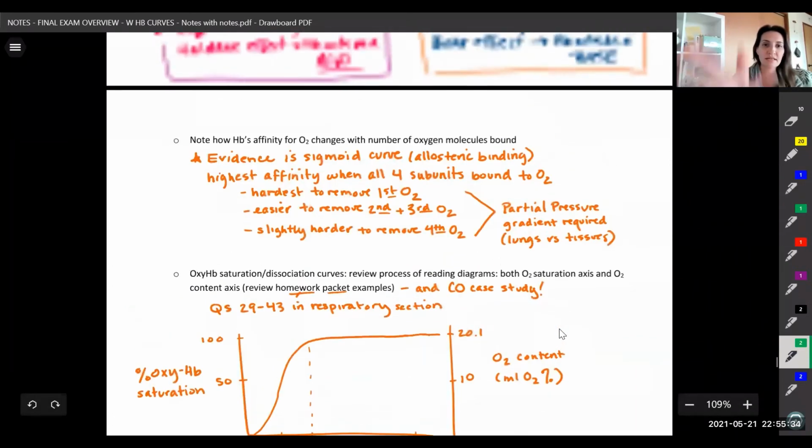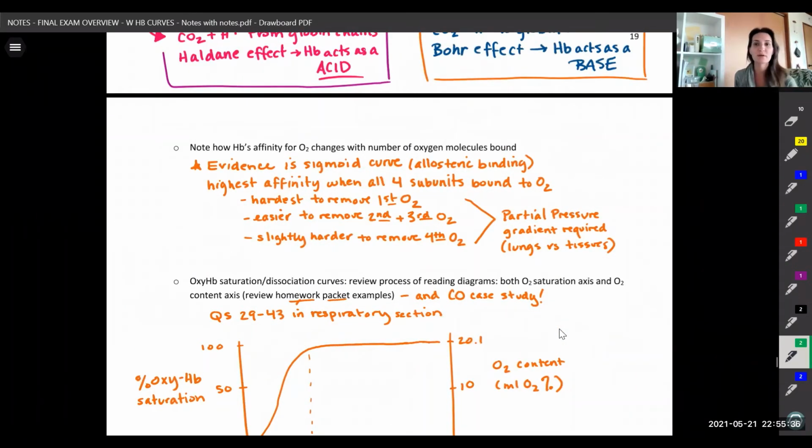In terms of the affinity for hemoglobin, I want you to know how hemoglobin's affinity for oxygen changes with the number of oxygen molecules that are bound to a hemoglobin. We see evidence for the fact that hemoglobin's affinity for oxygen actually changes because of the sigmoid curve that's associated with the release of oxygen to the tissues. What we say here is there's allosteric binding that shows us that hemoglobin has a changing affinity for oxygen as it binds and unbinds those oxygen molecules.